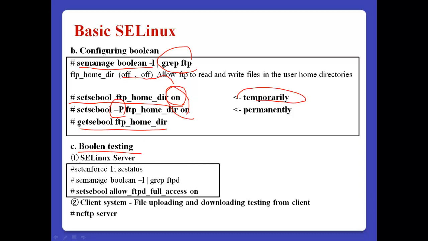Boolean testing, SELinux server. The first time, check your SELinux mode, and after that check the FTP. In enforcing mode, FTP will not permit uploading files. So setsebool allow_ftpd_full_access on. Then you will test whether SELinux permits FTP uploading or downloading.